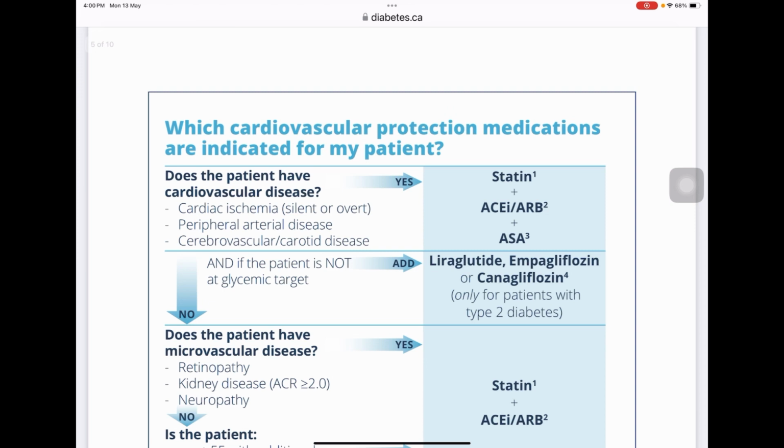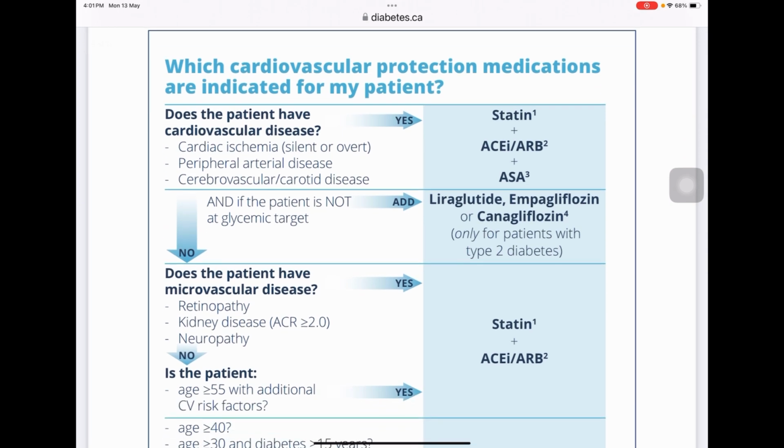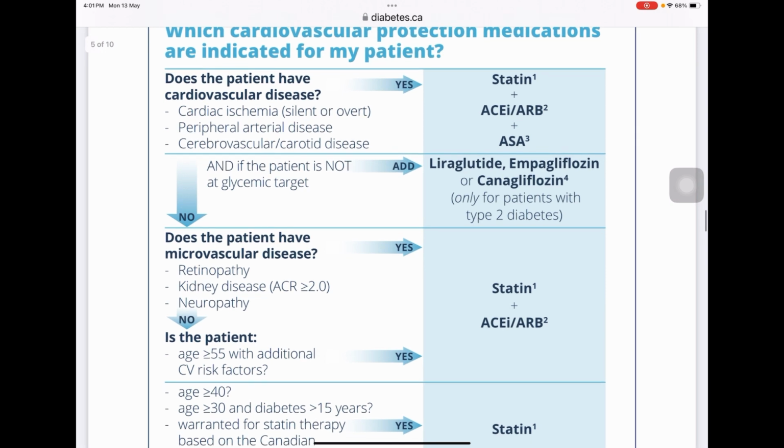And if the patient is not at glycemic control, we need to add something. The patient is not on glycemic control. Now you need to see what you can do. You would add liraglutide, that is a GLP-1 agonist, that we remember, right? Empagliflozin and or canagliflozin, that is SGLT2 inhibitors, only for patients with type 2 diabetes. So with cardiovascular disease and type 2 diabetes, you would give the patient liraglutide, empagliflozin, or canagliflozin, right?